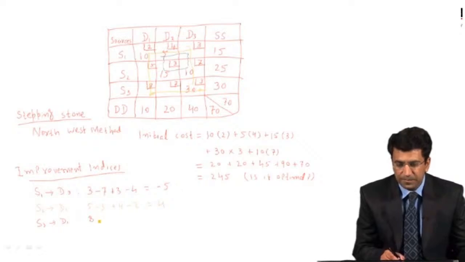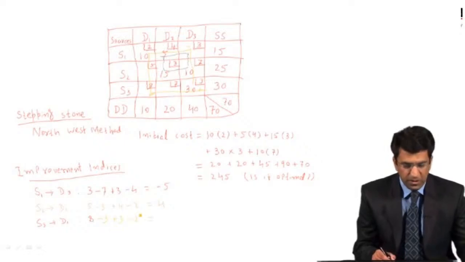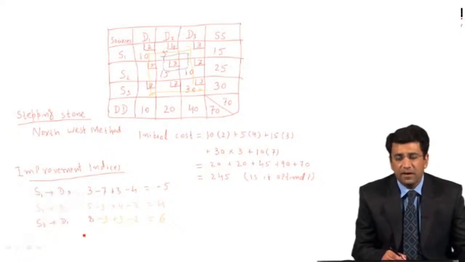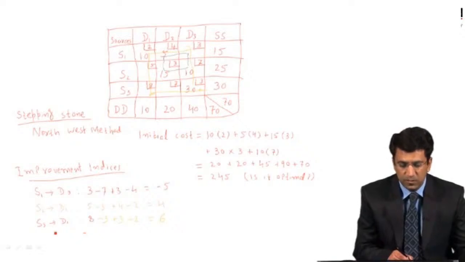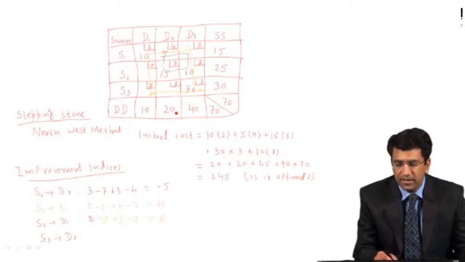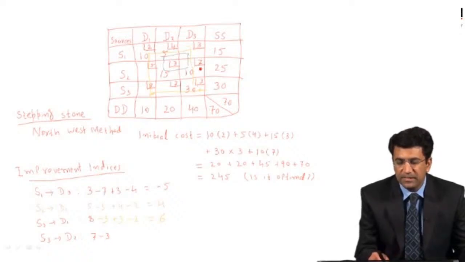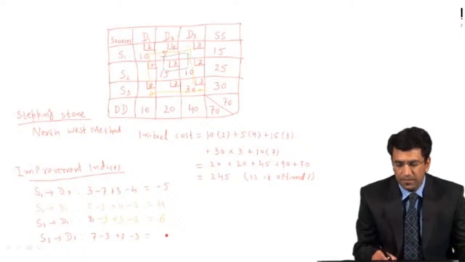So this is the loop for this particular empty cell S3 to D1. We will add 8 minus 3 plus 3 minus 2. So it will become 8 plus 3, 11 minus 5. It will be equal to 6 in this particular case. There is another empty cell class, that is S3 to D2. The loop for this particular cell S3 to D2 will be 7 minus 3 plus 7 minus 3. This is the closed loop. So it will become 7 plus 7, 14 minus 6, it will become 8.